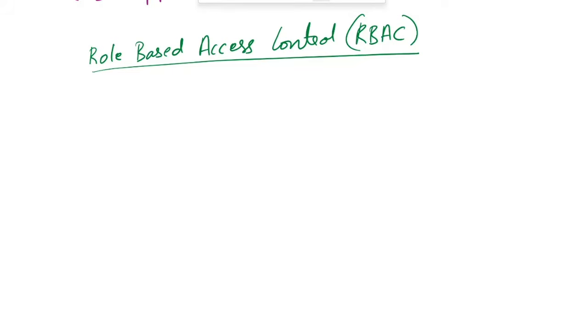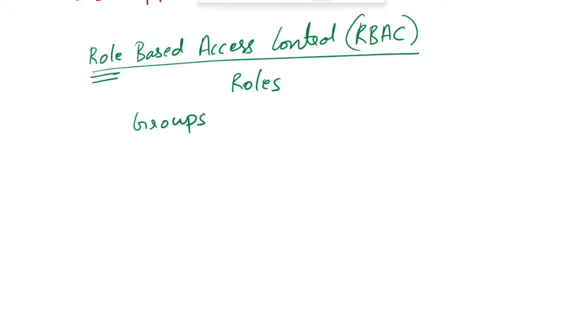Here, the access to the resources is based on the user roles or job functions, like the name suggests, right? So users are assigned to roles based on their job responsibilities, and permissions are assigned to each role. And then the users are granted access to resources based on the permissions assigned to their role. RBAC is usually implemented using groups.